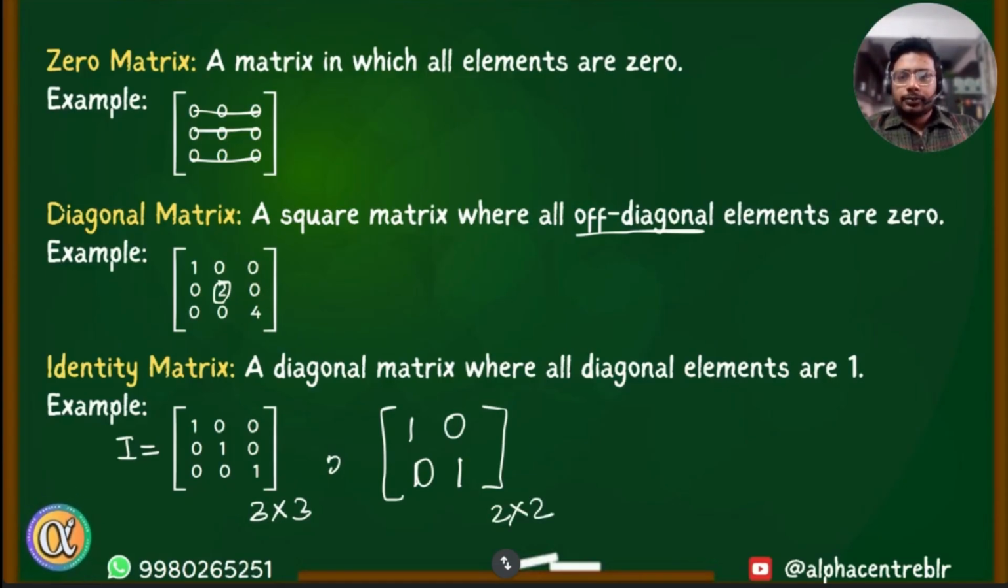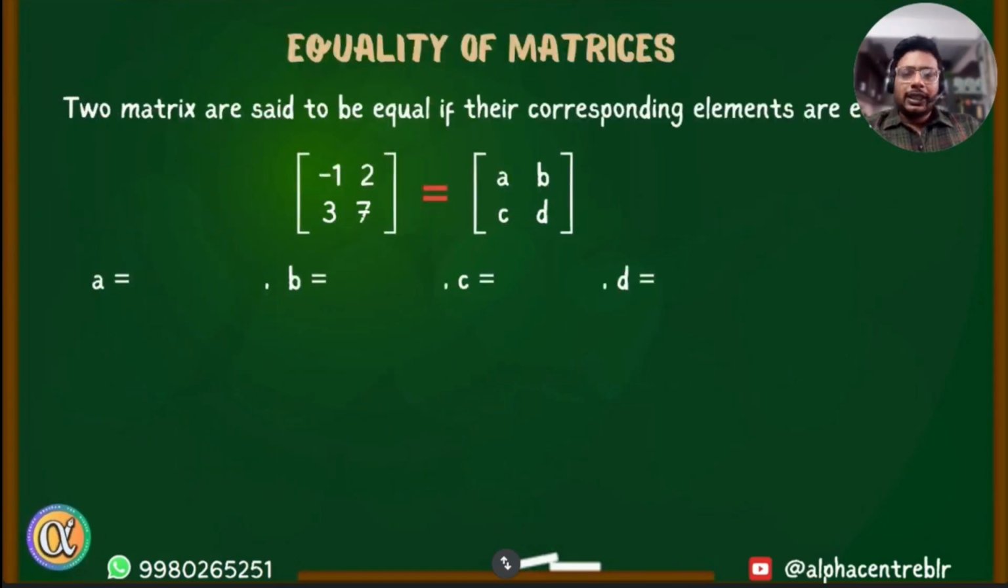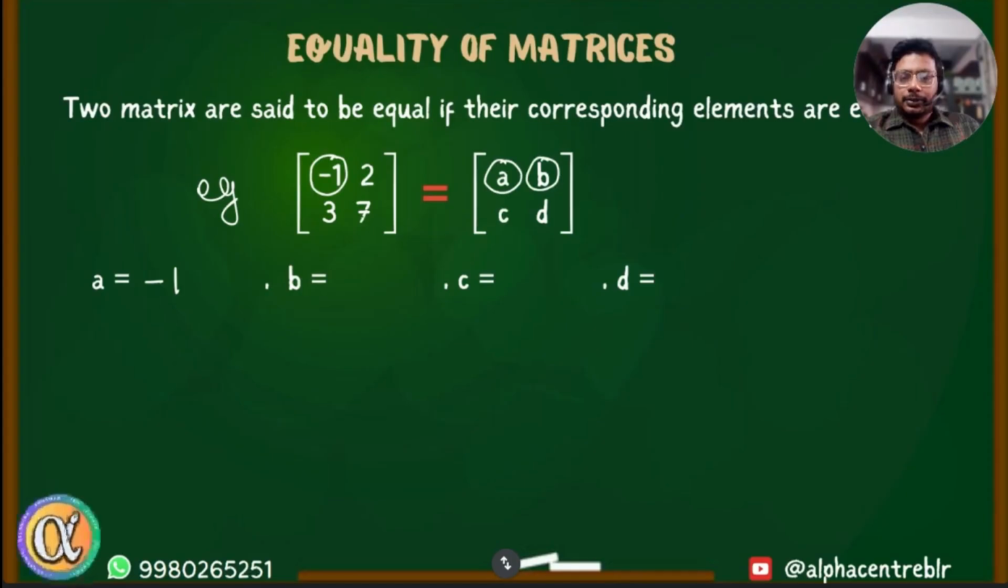Clear? Yes, sir. When do we say two matrices are equal? Okay. Two matrices are said to be equal if their corresponding elements are equal. For example, here it's given that these two matrices are equal. It means every corresponding element must be equal. That means A is equal to -1. What about B here? 2. B is 2. What about C here? 3. And D? 7. Okay, that's it.